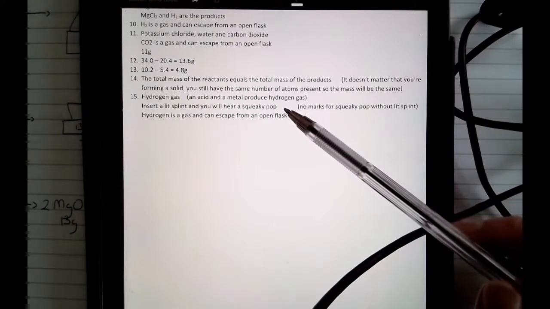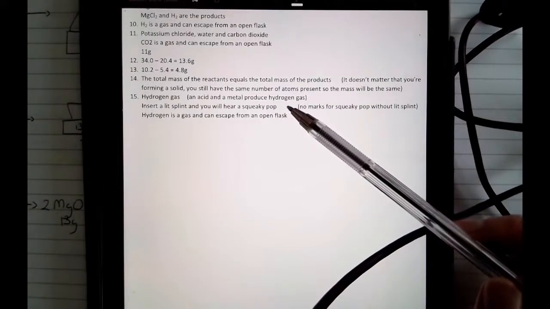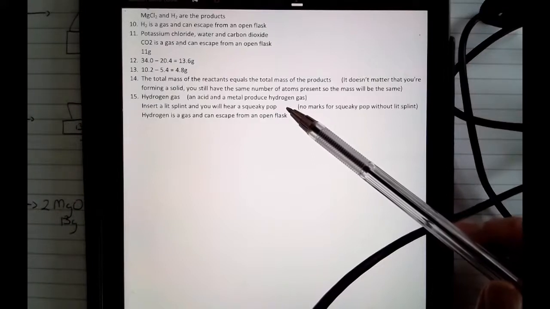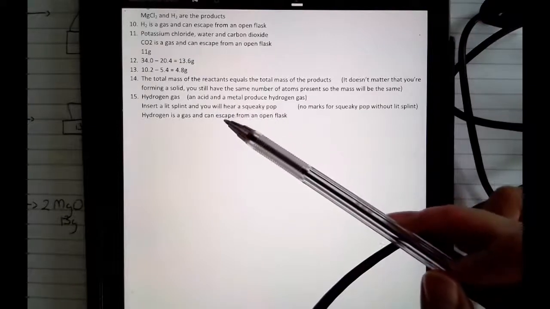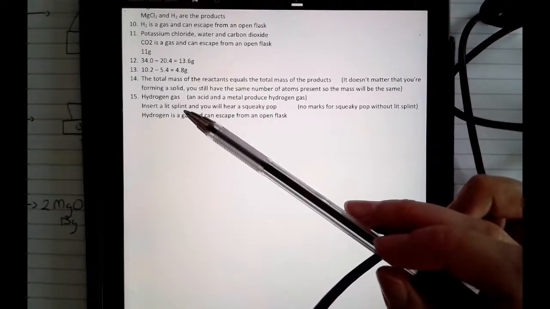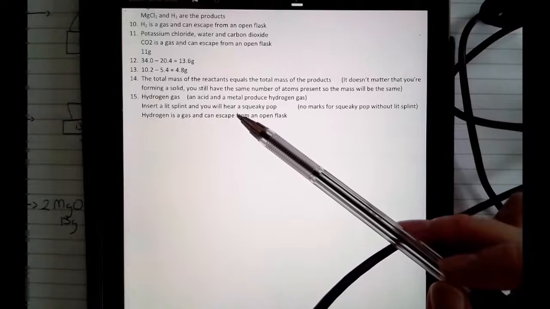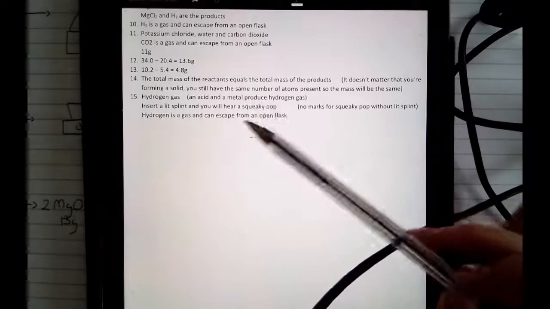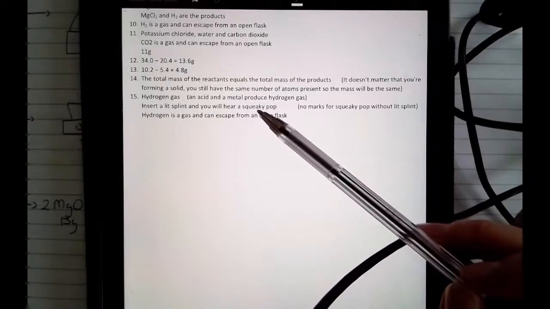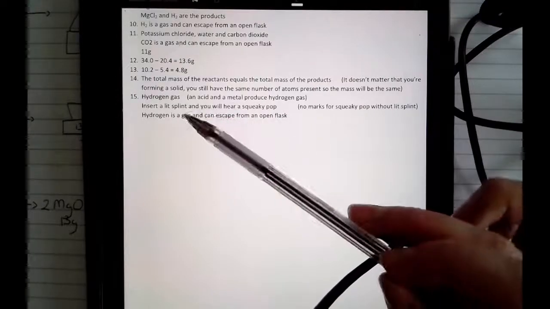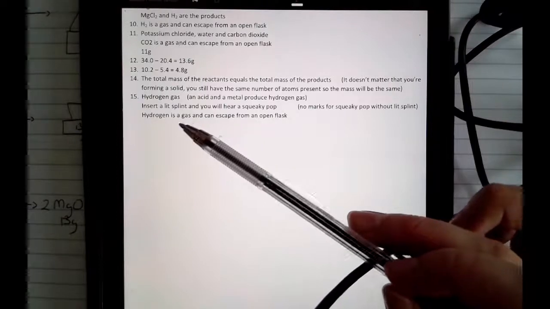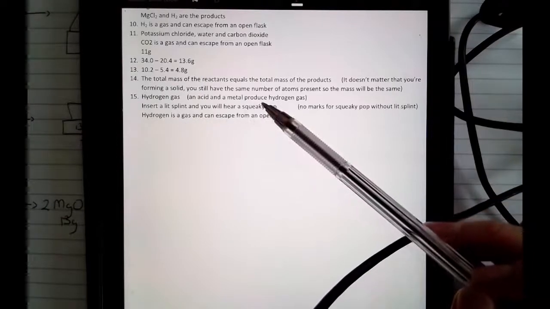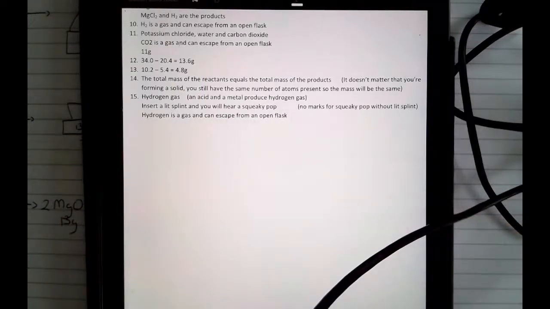And then the last question, again, I told you you're adding a metal to an acid. You're going to produce hydrogen gas if you react a metal and an acid. To prove it's hydrogen, you insert a lit splint and you will hear a squeaky pop. So these are 2-mark questions. You don't get any marks for mentioning squeaky pop alone. You don't get the squeaky pop mark without the lit splint. And then again, why does mass appear to decrease? Hydrogen's a gas, it escapes from the open flask. Those questions are all answered in the same way.